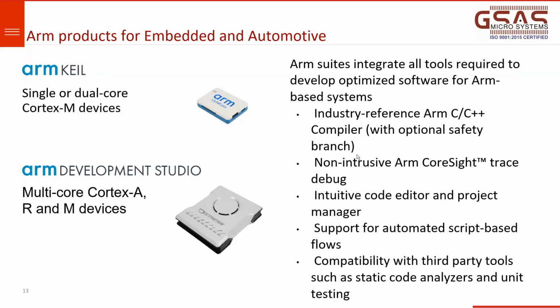Here is a non-intrusive ARM CoreSight trace debugger, code editor, project manager. This you see is a part of both the IDEs, both the Keil MicroVision IDE and the ARM DS IDE. Here they are showing ULINKplus. We have the ULINK JTAG debugger series. Hope the team might have used at least a ULINK2. This stream is a JTAG debugger for higher end processor series, your 32-bit processor core and 64-bit processor core.